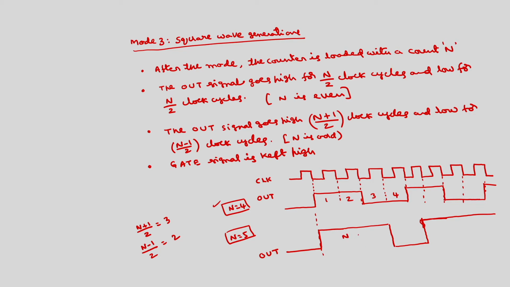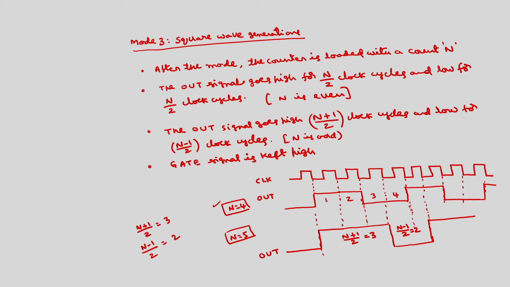This is for n plus 1 by 2, which is in this case 3. This is n minus 1 by 2, which is 2 in this case. This is 1 clock signal, 2 clock signals, 3, and this will be 1 clock signal, then 2 clock signals. It will go low up to the 2nd clock signal, then high. So this is about mode 3 of 8254.